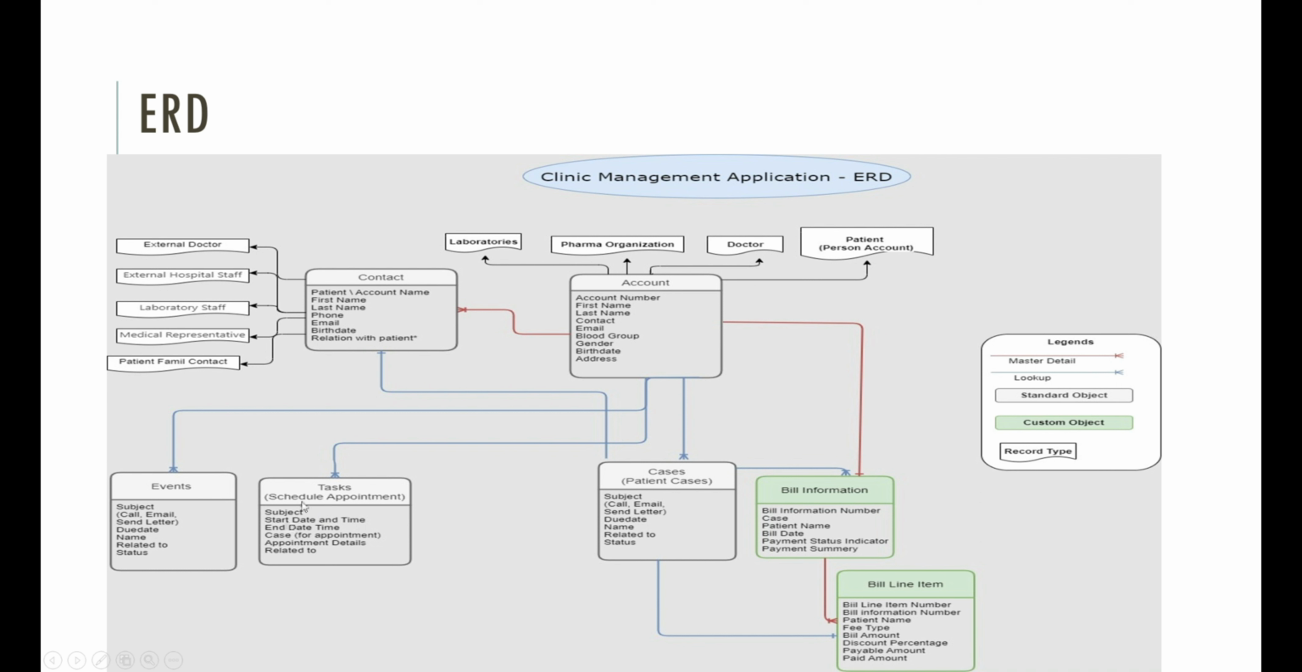After events and tasks, the other standard object that I have used is the case object. The case object manages patient cases. This object has a lookup relationship with account and contact. So we can see patient name and contact name on the case object. This object is also a standard object in which I have added custom fields like doctor name. Now for every case I have associated bill information and bill line item, and bill information and bill line item are custom objects which have all the details related to bill payment, payment status. I will explain it later.